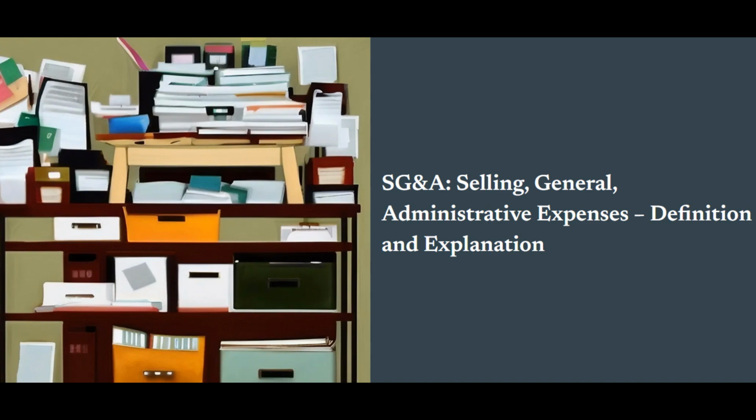And speaking of comparisons, it's also helpful to look at industry averages. Different industries have different norms when it comes to SG&A expenses. For example, a tech company might have higher SG&A expenses due to significant marketing and R&D costs. In contrast, a manufacturing company might have lower SG&A because they focus more on production costs. Knowing where you stand compared to others in your industry can help you identify areas for improvement.